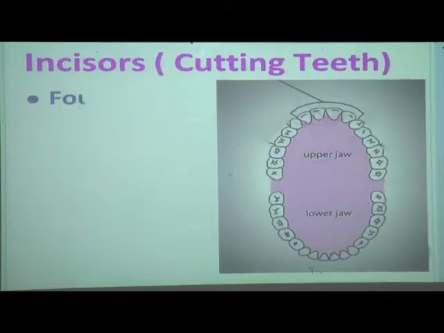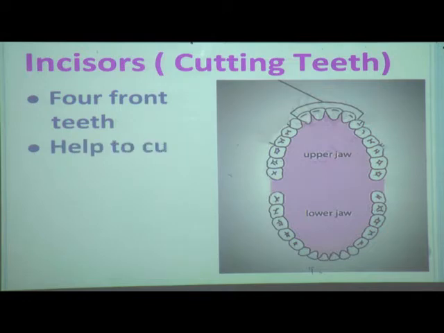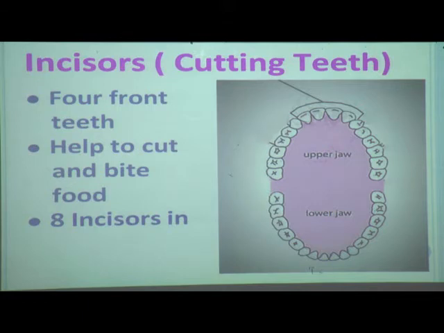Now we will see incisors. The 4 front teeth are called incisors. They help to cut and bite food. That's why they are also called cutting teeth. And there are 8 incisors in all. You can see on the board, 4 front teeth in the upper jaw and 4 front teeth in the lower jaw are incisors.